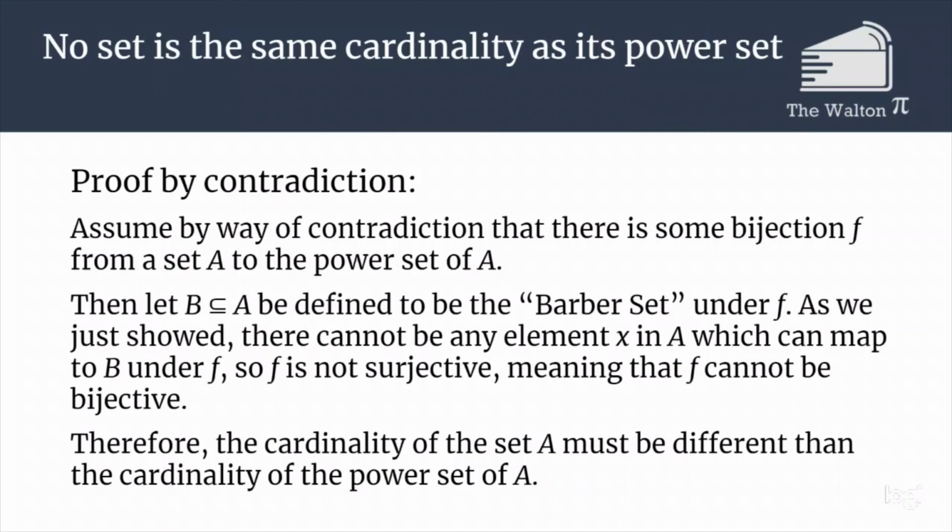Because if we have an infinite set, so we have the natural numbers, the power set of the natural numbers cannot be the same cardinality, which tells us that we have to have different sizes of infinity, because otherwise every infinite set would be the same size, but the power set of an infinite set has to have a different cardinality.